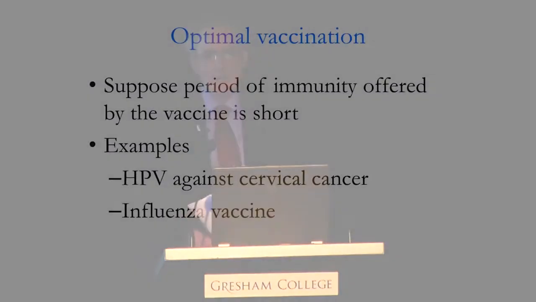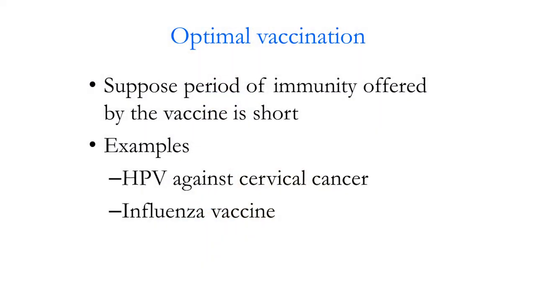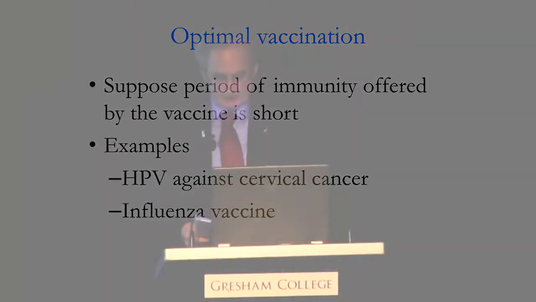Let's look at optimal vaccination in the situation that the period of immunity offered by the vaccine is limited. If a vaccine offers lifelong immunity, possibly after booster vaccines, then the earlier you can vaccinate, the better. But that isn't the case if it only offers a short or limited duration.